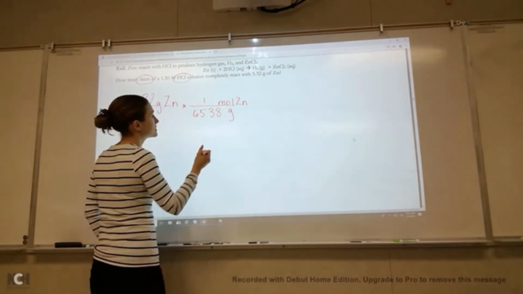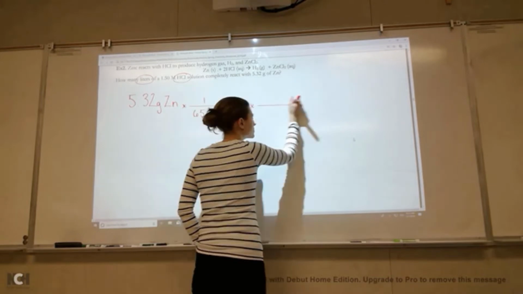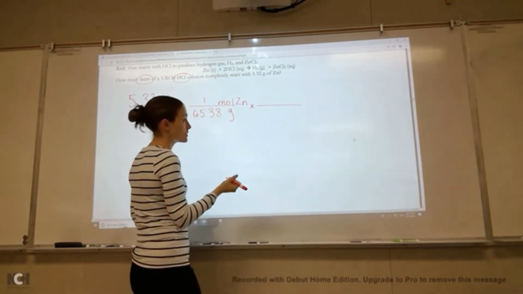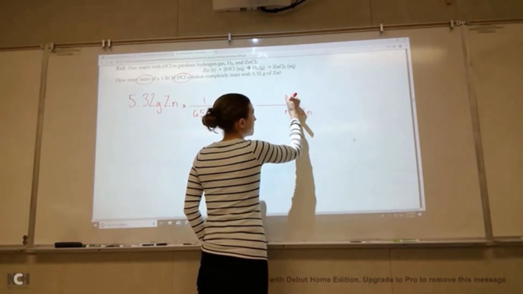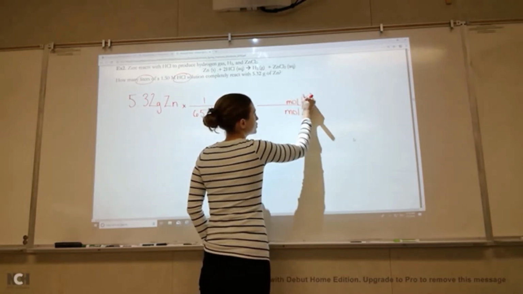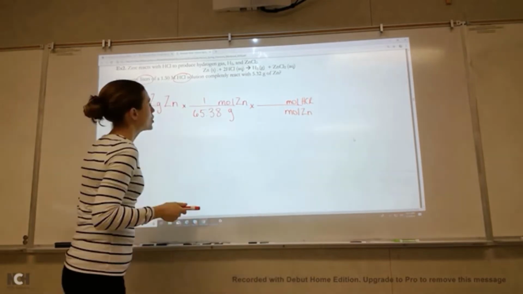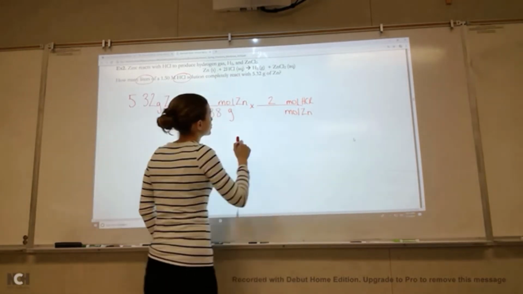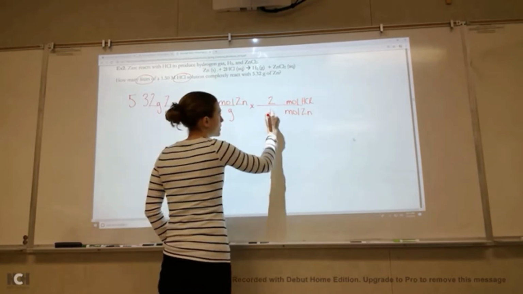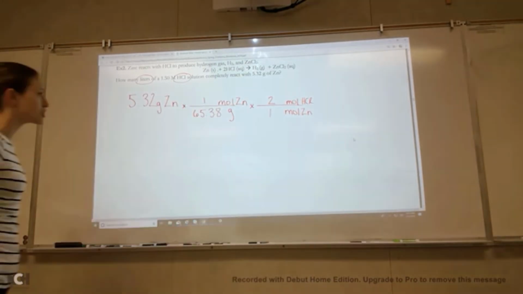I'm now in moles of zinc. I want to get into moles of HCl, so I'm going to put moles of zinc on bottom and moles of HCl up top. Okay? The coefficient in front of HCl is a 2. The coefficient in front of zinc is a 1. So I'm now in moles of HCl.